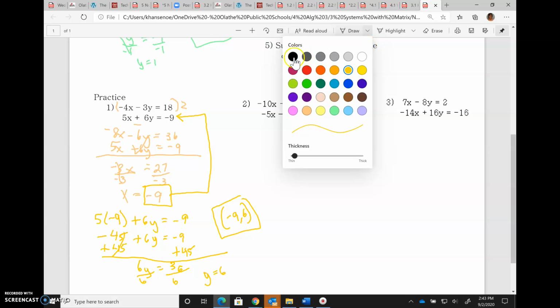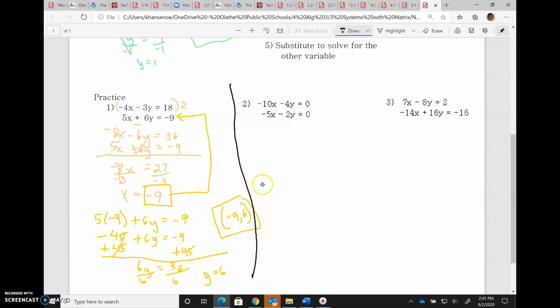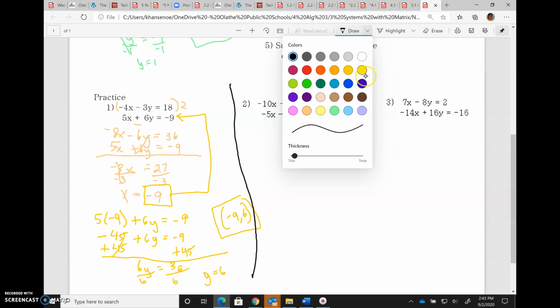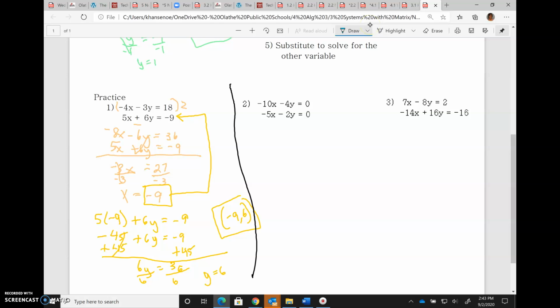Now we're going to look at the next problem. What do we want to multiply times? Let's just say we're going to get rid of the x here. So I'm going to multiply this times negative 2 because that will make a positive 10. So I'm going to rewrite the top one, and then distribute the negative 2 to everything. So I get 10x plus 4y equals 0.